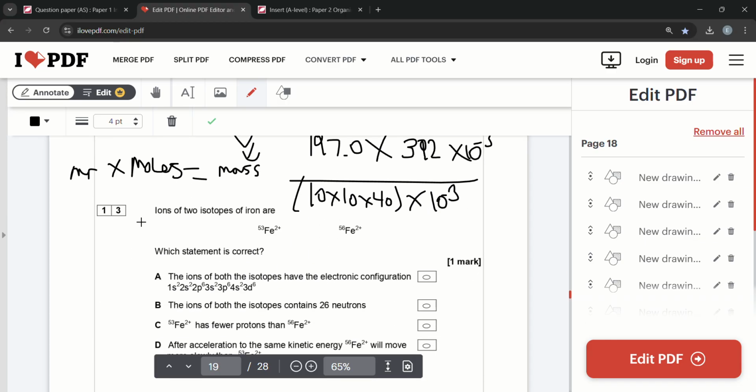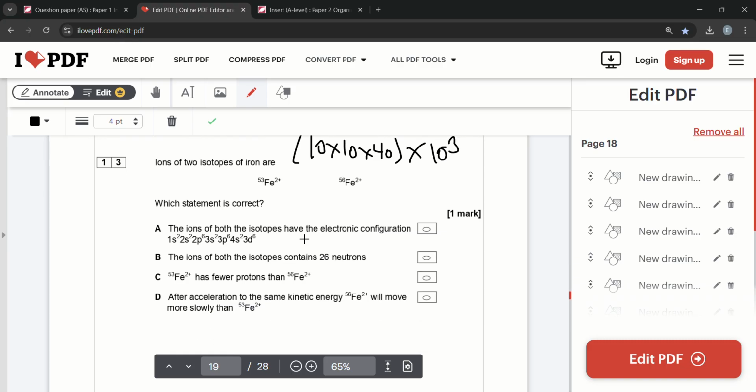So question 13. Ions of two isotopes of iron are shown. Which statement is correct? The ions of both isotopes have this electron configuration. Let's skip that one for now. Let's look at if we can cancel any ones, because we know they're just incorrect. The ions of both isotopes contain 26 neutrons. Isotopes are atoms of the same element with the same number of protons but different number of neutrons. So just by the definition, B has to be incorrect. After acceleration, 53Fe2+ has fewer protons than 56Fe2+. Isotopes are atoms of the same element with the same number of protons but different number of neutrons.